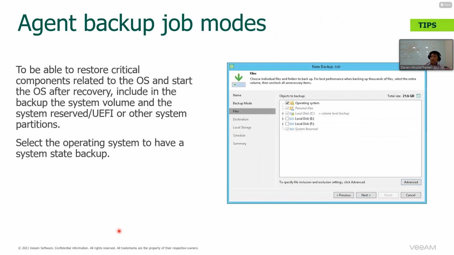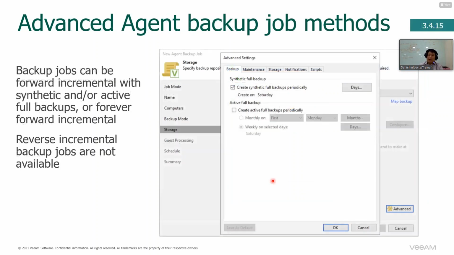So this will be a view from folder level backup, which will also include your operating system and C drive by default. For all other drives, you can now expand and then select only the data that you want, for example. Or you can utilize these exclusion settings to exclude whatever file extensions you're not planning to back up, which is another option for you. Okay, so this is the agent backup job mode.